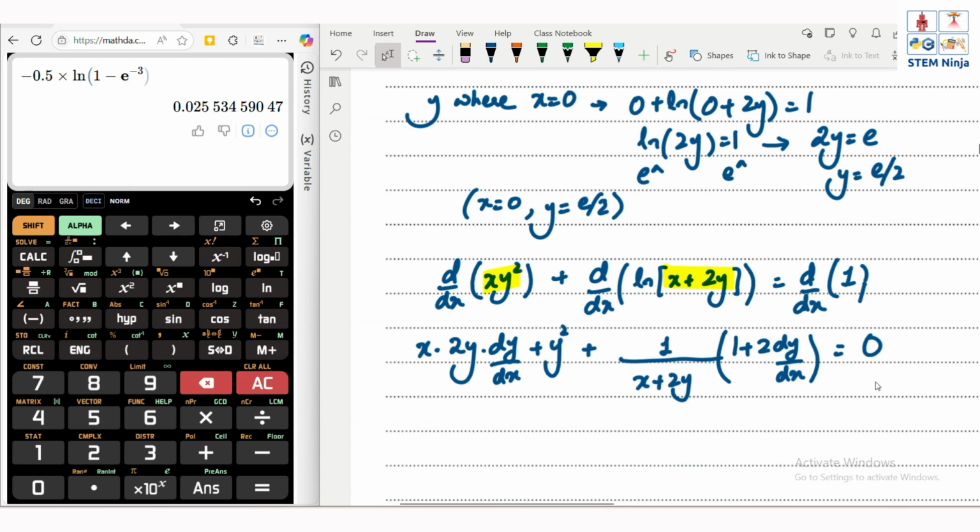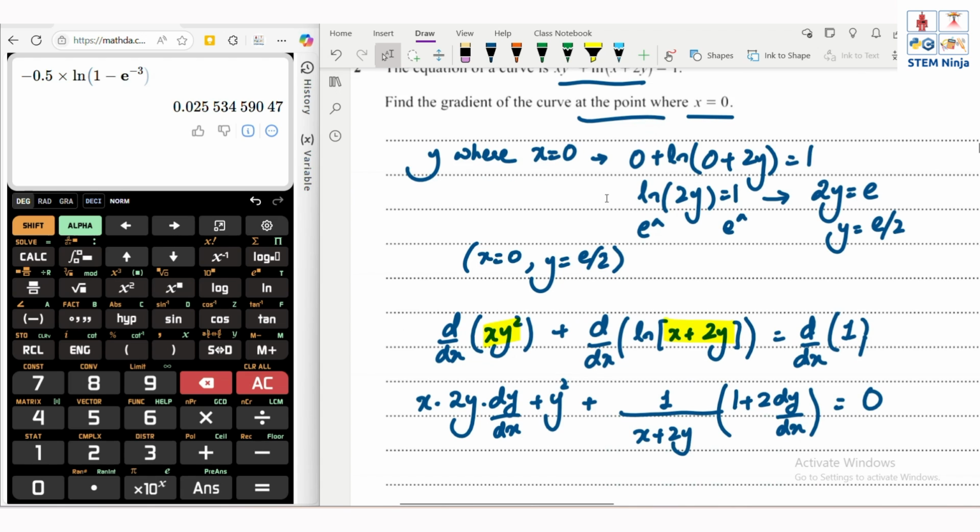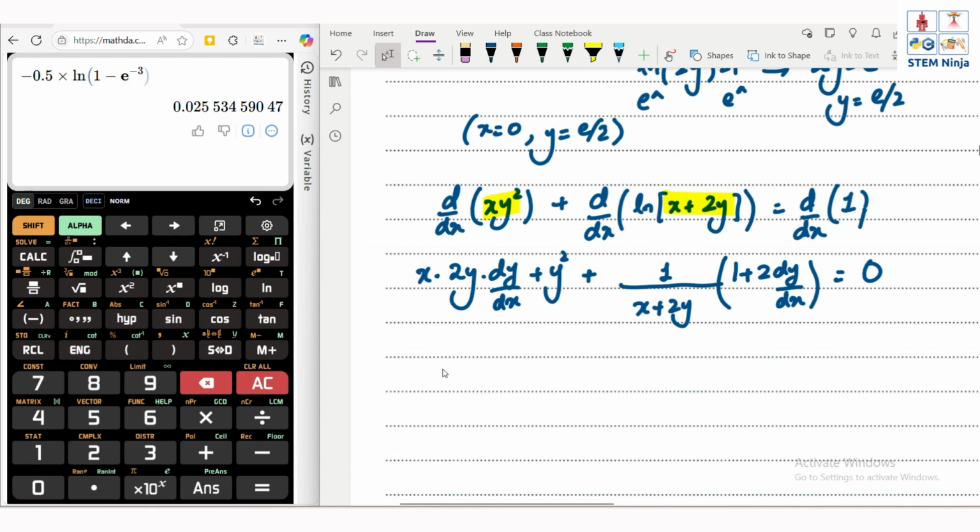Now, one thing to remember over here, we just need the gradient of the curve dy by dx. So we don't actually need the expression for dy by dx. So, plug in x is equal to 0, y equals e by 2.